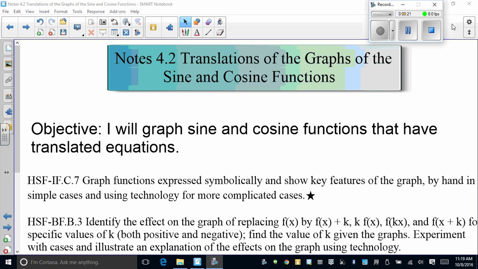So 4.2, translations of the graphs of the sine and cosine functions. You're going to graph sine and cosine functions that have translated equations. Anyways, you're going to be moving your starting point left or right, or you're going to move the whole graph up or down. So translations, go back to the geometry thing, translations. Just the same old thing, it's moved. Shape doesn't change, it just gets moved.